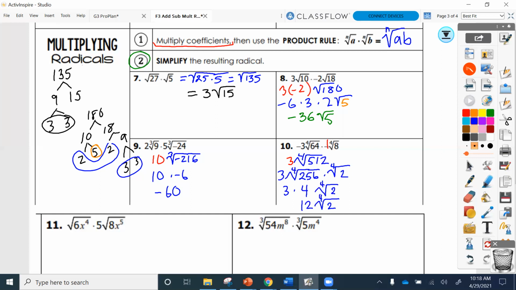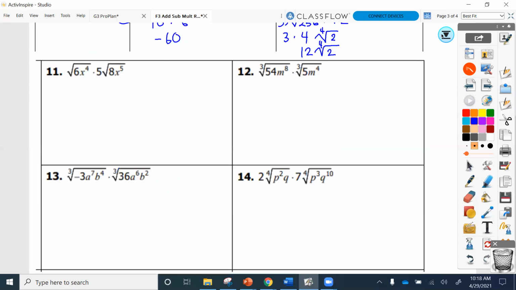All right. Let's just do a few more of these examples. I've given myself a little bit more room here.